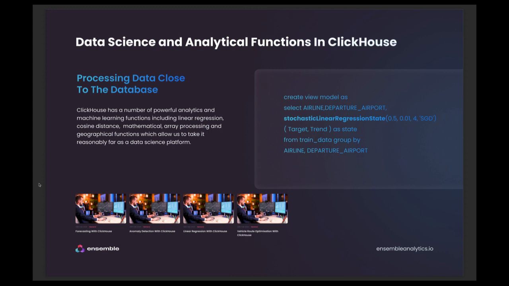So as I mentioned, ClickHouse has these great analytical functions embedded within it, and they can reduce the need for using Python. We spent a lot of time playing with things like forecasting, anomaly detection, and building recommendation engines, using functions which are native to ClickHouse and almost totally avoiding the need for Python.